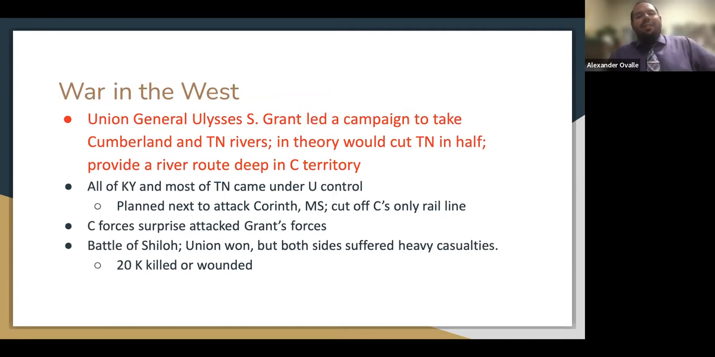Okay, war in the West. When we're talking about the West, we're talking Tennessee, Kentucky, Mississippi. Union General Ulysses S. Grant led a campaign to take the Cumberland and Tennessee rivers. In theory, it would cut Tennessee in half and provide a river route deep into Confederate territory. All of Kentucky and most of Tennessee would come under Union control. They planned their next attack on Corinth, Mississippi. They cut off the Confederates' only rail line in Mississippi.